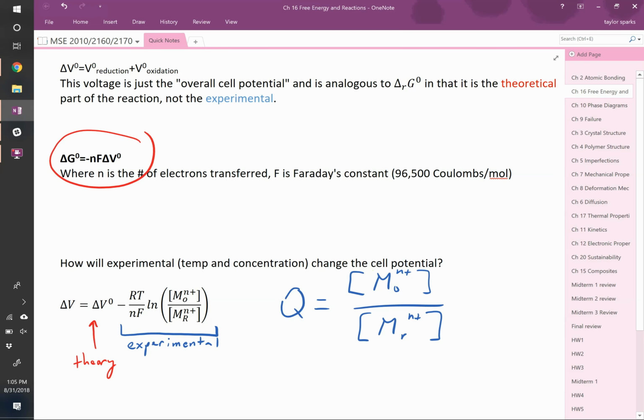If you had a delta G for a reaction, you could imagine what voltage would be associated with that reaction if it was carried out electrochemically by just taking negative N, the number of electrons involved in the reaction, multiplied by F, Faraday's constant, times your delta V, your overall cell potential. That will equal your change in free energy. So you can convert between the two, okay?